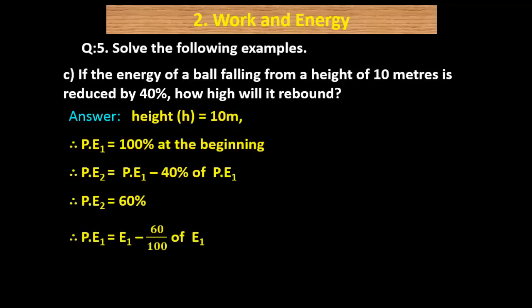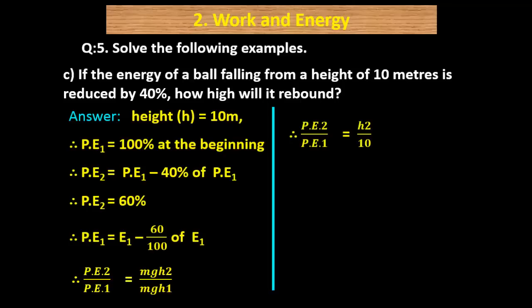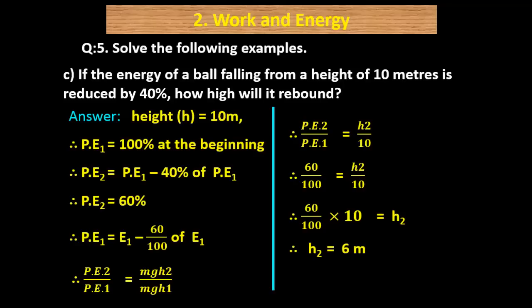Therefore PE2 is equal to 60 upon 100 of E1. Therefore, PE2 upon PE1 is equal to mgh2 upon mgh1. Therefore, PE2 upon PE1 is equal to h2 upon 10. Therefore, 60 upon 100 is equal to h2 upon 10. Therefore, 60 upon 100 multiplied by 10 is equal to h2. Therefore, h2 is equal to 6 meter. Therefore, it will rebound 6 meter high.